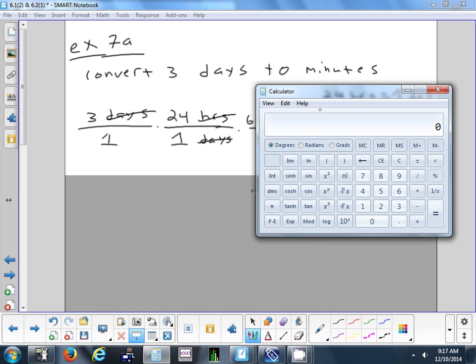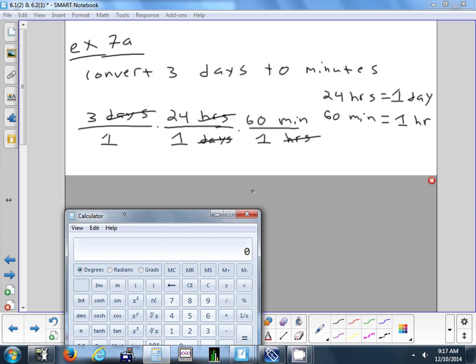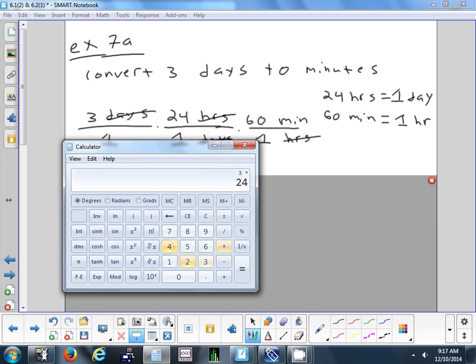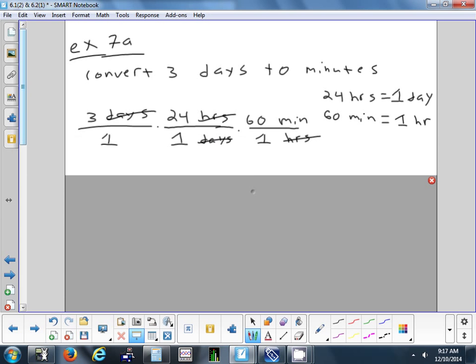Now just do that calculation out. If you want to reduce, you can beforehand, but actually there's no denominators here to reduce. So you just multiply straight across. So 3 days is 4,320 minutes. Any question on that?